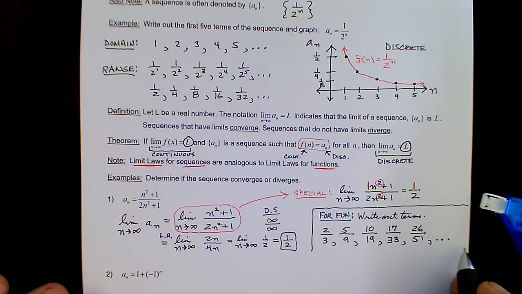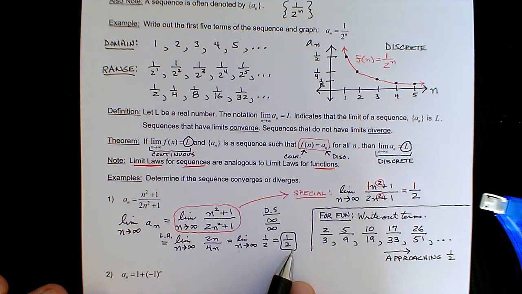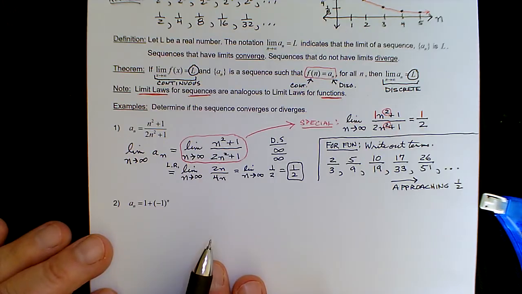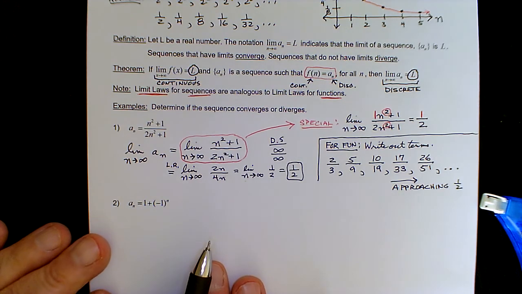Those are the terms of the sequence. And notice as we go further and further out, they're approaching 1/2, which was the limit of that sequence. Okay, so kind of interesting to note that. So that's the limit of that sequence.